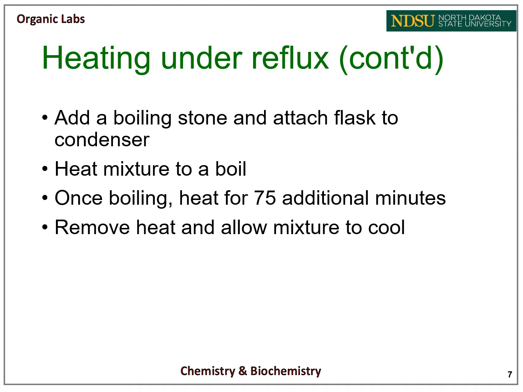Then you'll add your boiling stone and attach the flask to the condenser with a keck clip. Heat the mixture to a boil, and once it's boiling, heat for an additional 75 minutes. As mentioned earlier, you'll heat your compound to just above the boiling point. You should see a reflux ring, which is condensation, about halfway up the condenser. If this ring is too high, you may lose vapor, and if it is too low, you may not be heating it enough, which will cause the reaction to not fully complete.